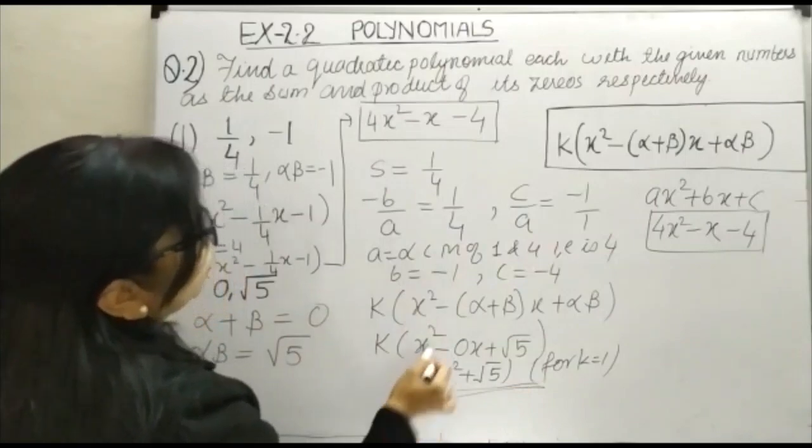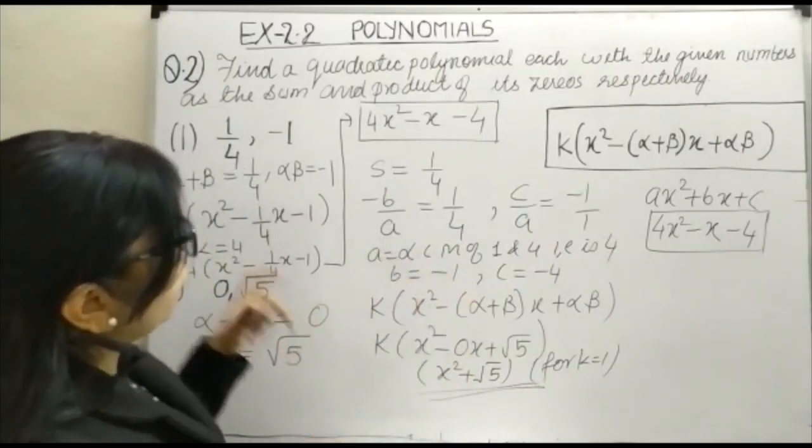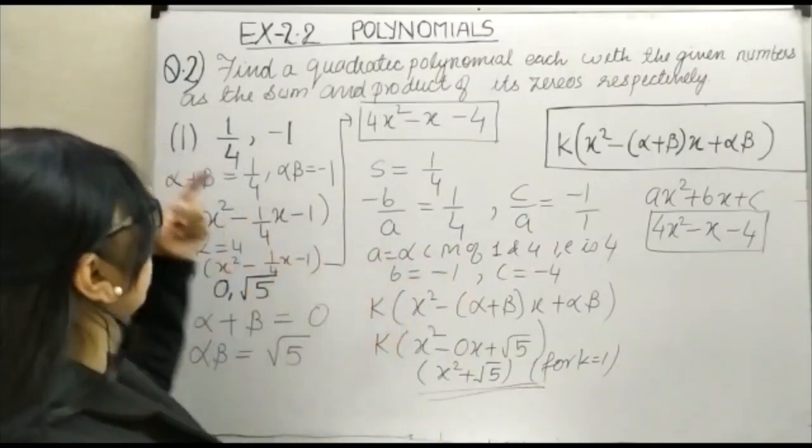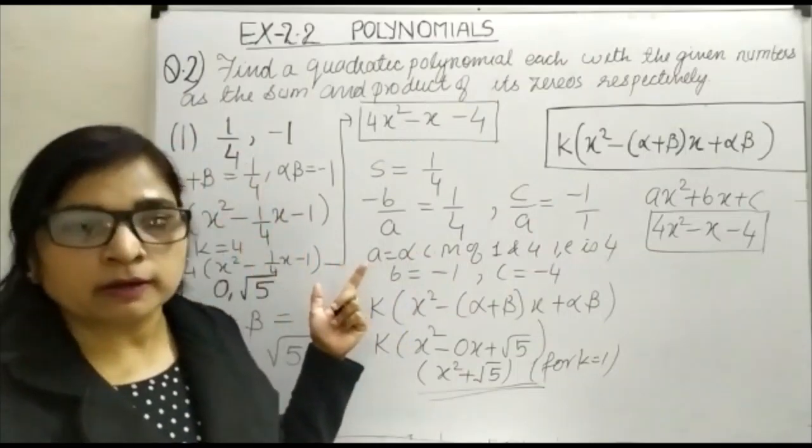So this is how we work out the quadratic polynomial when its sum and product are given.